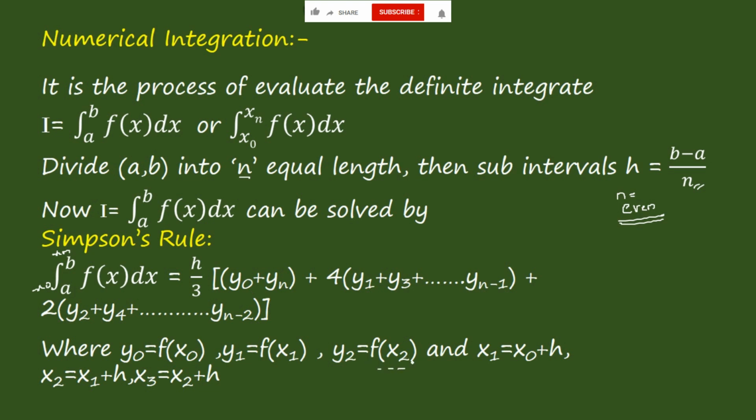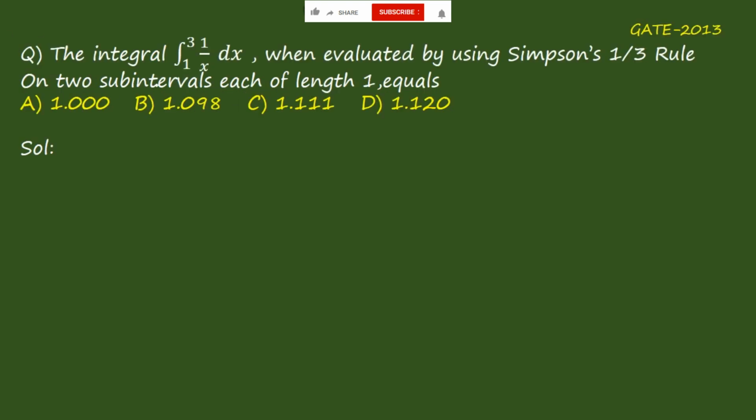And x1 is equal to x0 plus h, x2 is equal to x1 plus h, x3 is equal to x2 plus h, so we can find the values. Now we'll be solving one of the problems on it. Now come to the question. The question is: the integral from 1 to 3 of 1 by x dx, when evaluated by using Simpson's 1 by 3 rule on two subintervals each of length 1, equals.